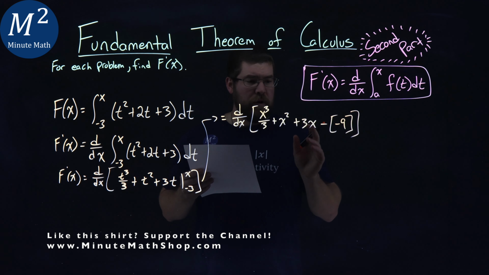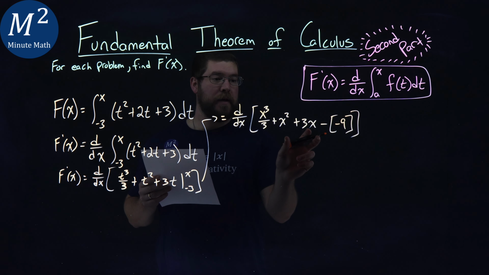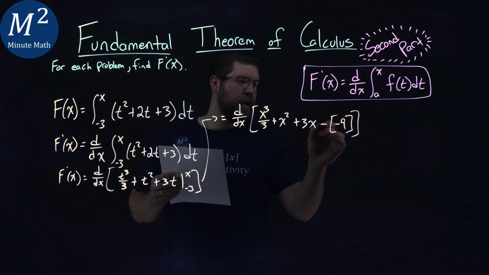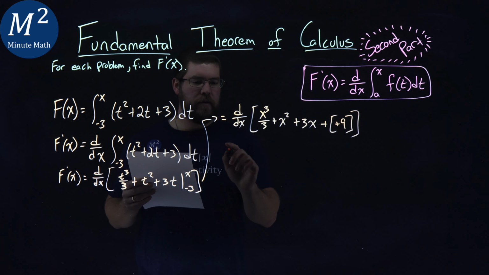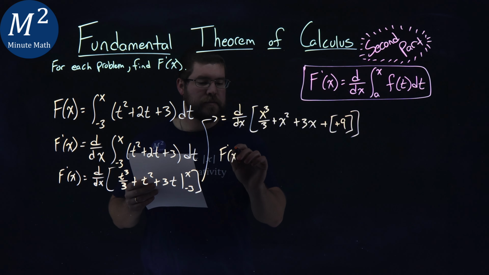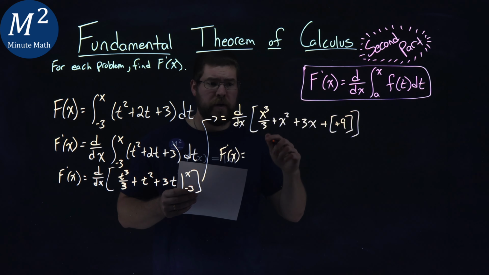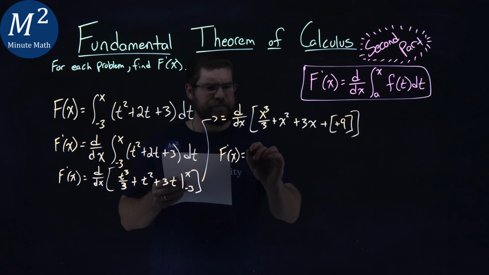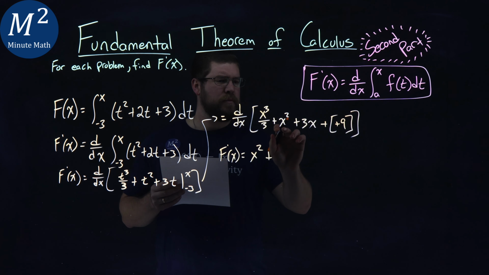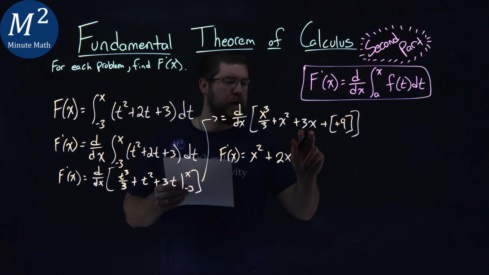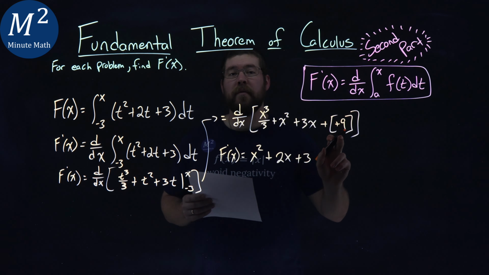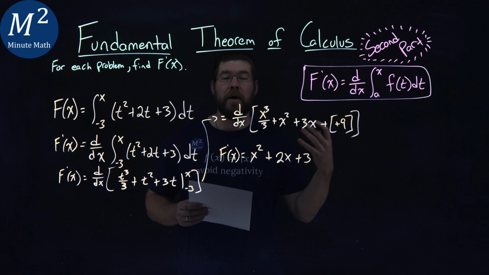Well, we want to take the derivative of what's on the inside right here. Now, this minus a negative is plus a positive. So taking the derivative, we have F prime of x is equal to, well, x to the third over 3 becomes an x squared, x squared becomes a 2x, 3x becomes a 3, and the derivative of the constant 9 is just 0, and we don't need to write it.